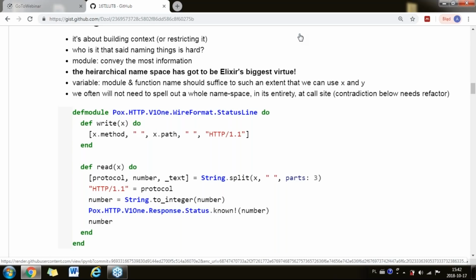And so there's a contradiction here, because in the read function we have a quarter status to assert that we know a certain status number is actually known. And the reason why this is going, well, let's see, 2 or 3 levels in the namespace up is because it actually doesn't belong here, right? When we're reading the HTTP wire format, at that point we really shouldn't be testing whether or not a status number is something that we know, right? All we're doing is reading off the wire.